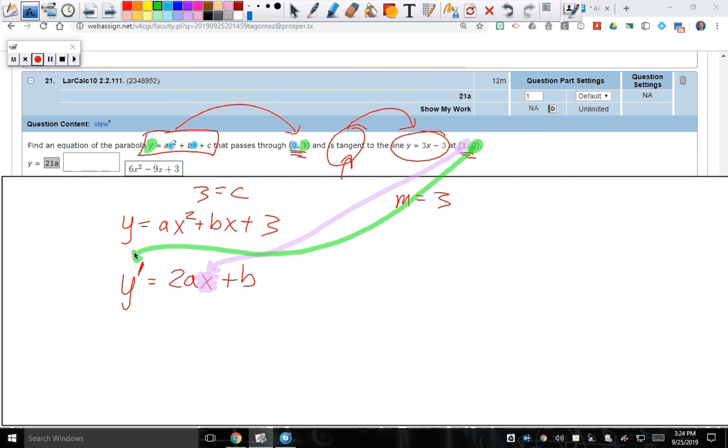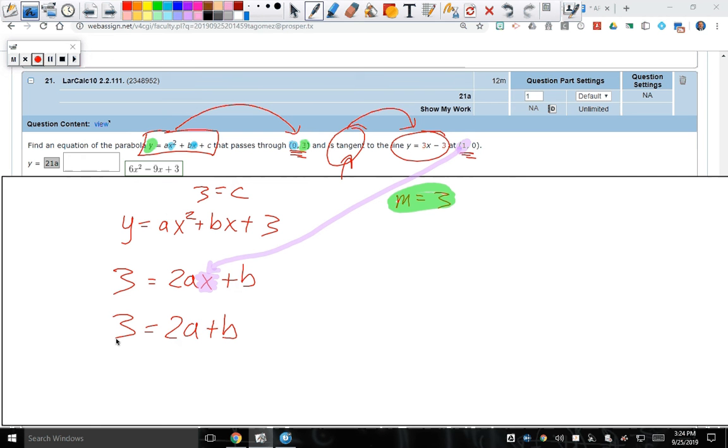Yes or no? No, I'm not. Nice catch. Because this right here is a position of 0. Nicely done. What is it that I'm going to end up putting right here for y prime? 3. Because that's my slope. Huge conceptual question for sure. So I'll put 1 for x, so I have 2a plus b is equal to 3.